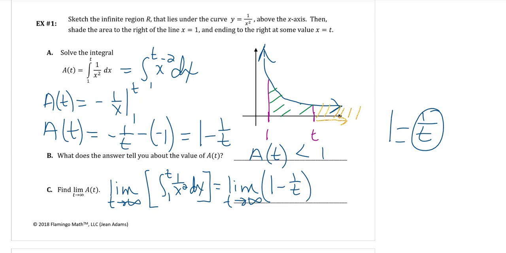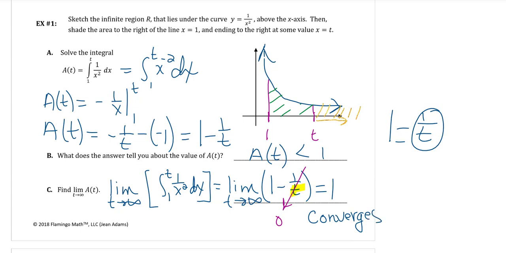And as we do this, as t gets larger and larger, this value of this fraction is going to get smaller and smaller. So this is going to go to 0. So our limit is going to be 1. So even though we're solving an infinite region area, it converges to an actual area, which is equal to 1. Okay, so that's the idea behind this.